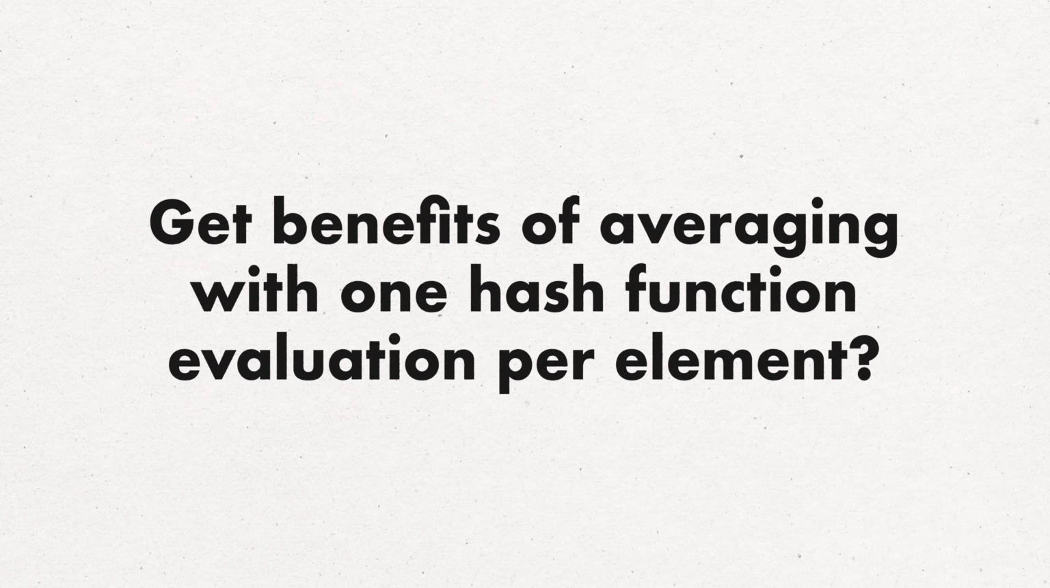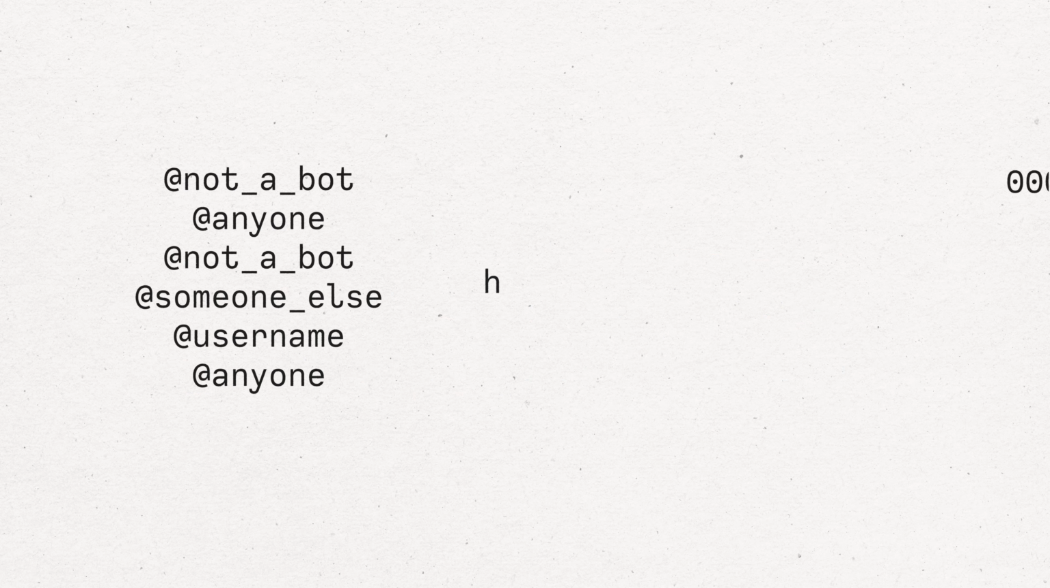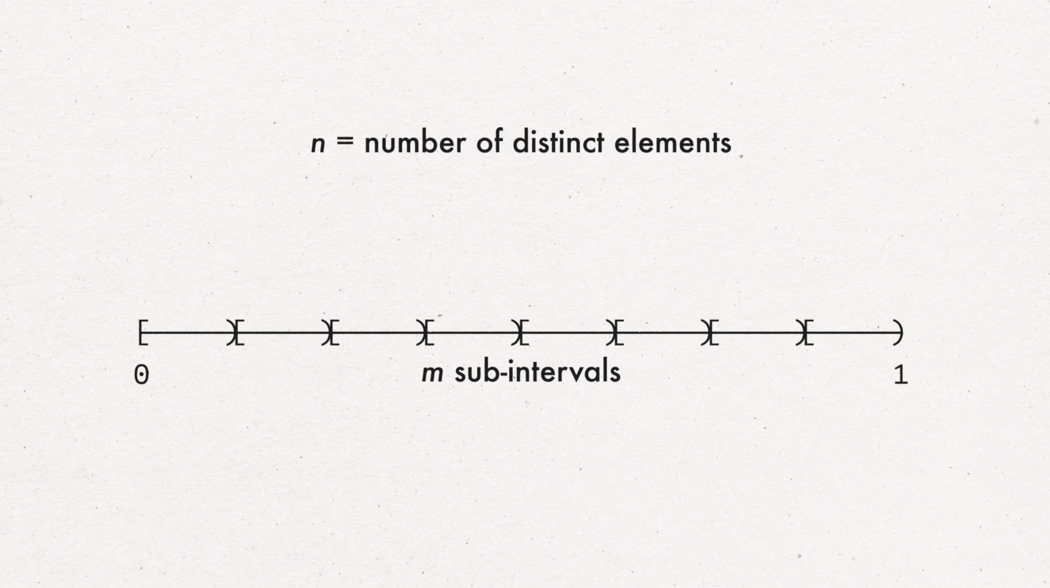So the question becomes, can we get the benefits of averaging using just one hash function evaluation per element? Well, here's an idea. Our algorithm hashes each element in the stream into a bit string, which you can think of as a number drawn uniformly between 0 and 1. Now, imagine we split the interval from 0 to 1 into m non-overlapping subintervals of equal length. If we have n distinct elements, you'd expect roughly n over m of them to fall into each subinterval.